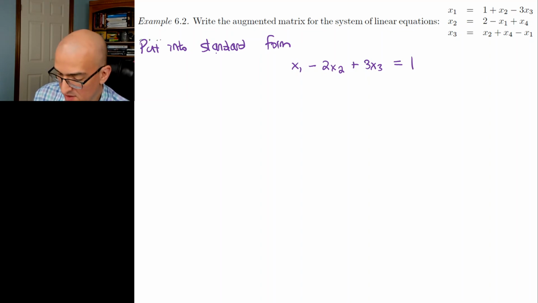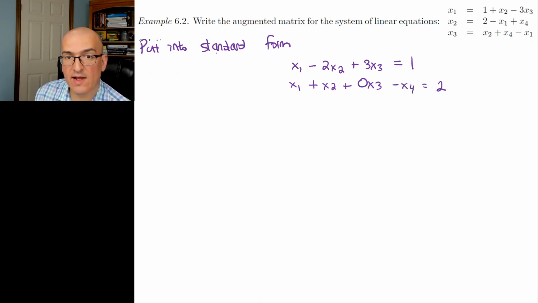Now I'm going to do the second equation. We have x1, so adding x1 to both sides, plus x2 plus, there's no x3, so it's 0x3, and then minus x4. I have to subtract from both sides. Minus x4 equals 2. And now you see the mistake I made. Look at equation 1. I do not have anything in the x4 position. I have to go back and add in 0 times x4. We could have prevented this by looking ahead.